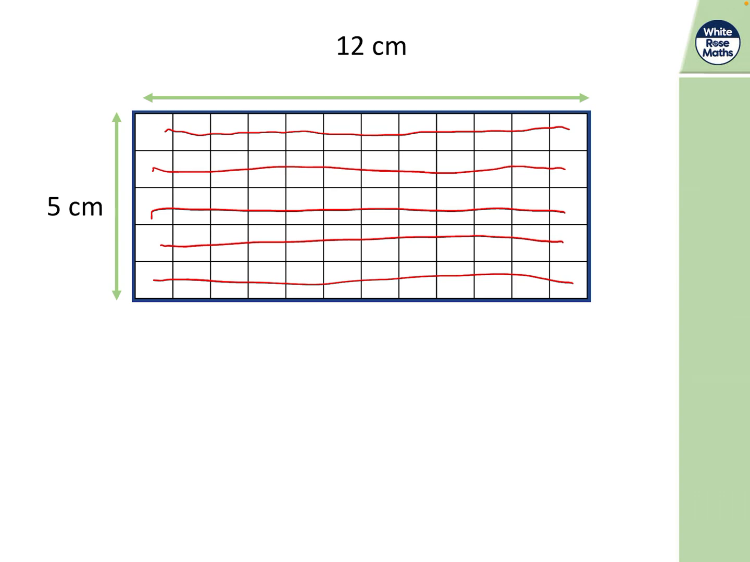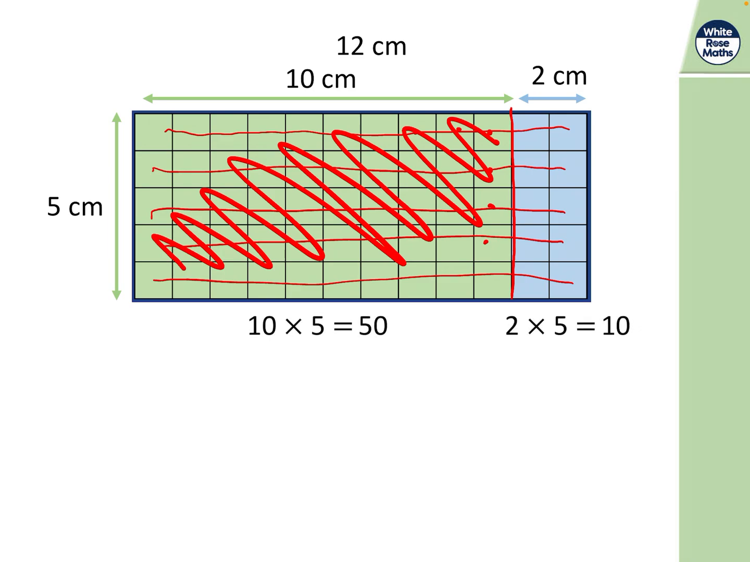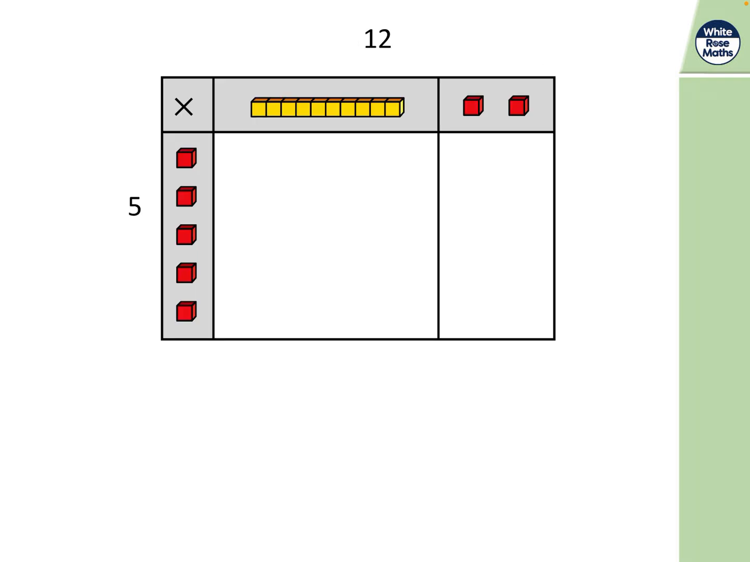And if we're not sure about that, what we can do is split that 12 up into 10 and a 2. We can do 5 times 10, which would give us all of this, and we know what that is, and we can do 5 times 2, and then we would just add them together, and that's how we get our 60.